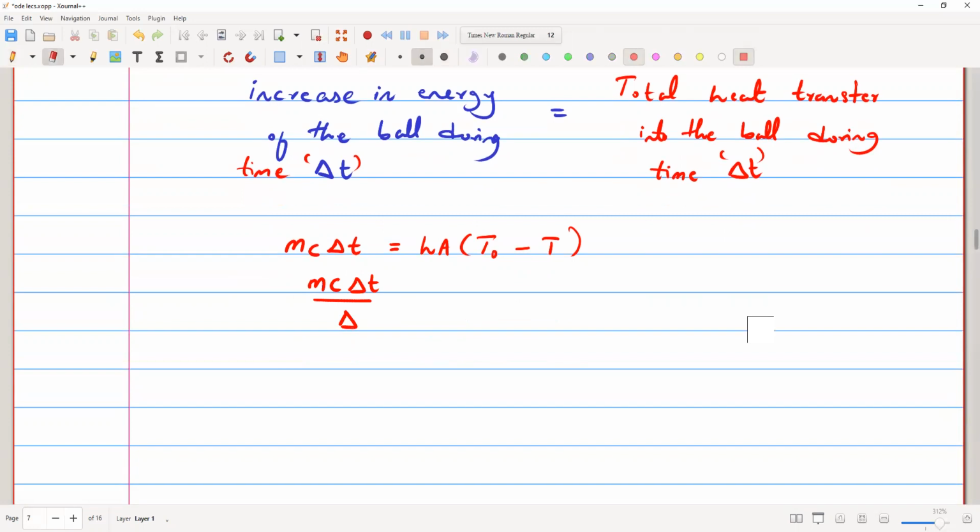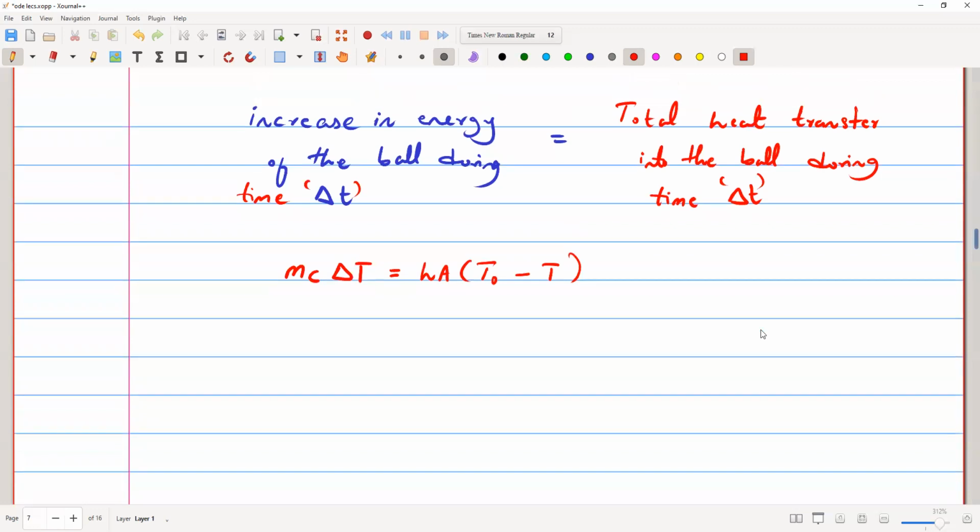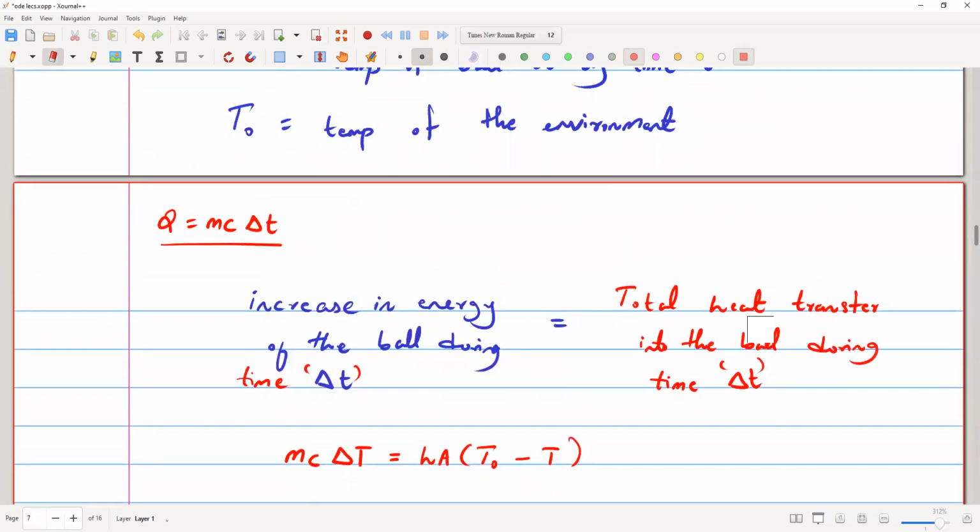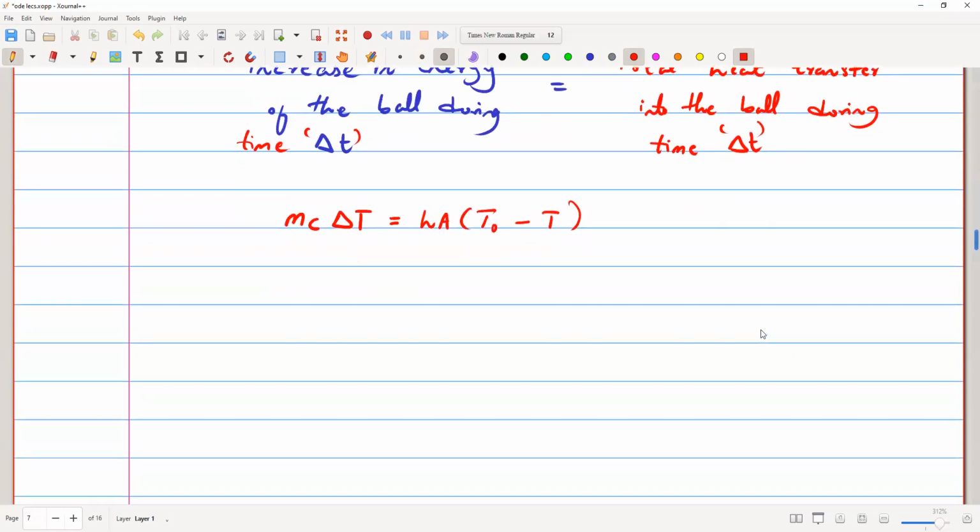Sorry, one thing I missed here. It's not delta T, it's actually delta T, that is, change in temperature: MC delta T. My mistake. It's MC delta T, not change in time, it's change in temperature. So MC delta T. Now we can divide this expression by the change in time, that is delta small t.